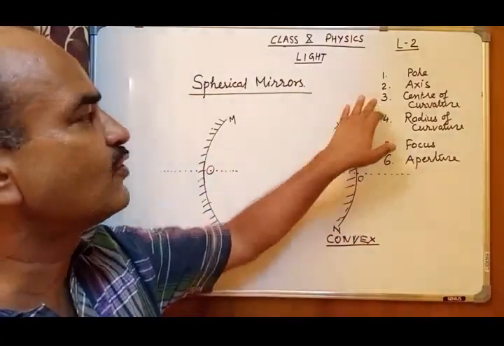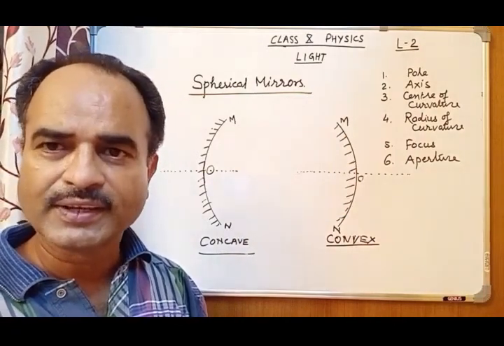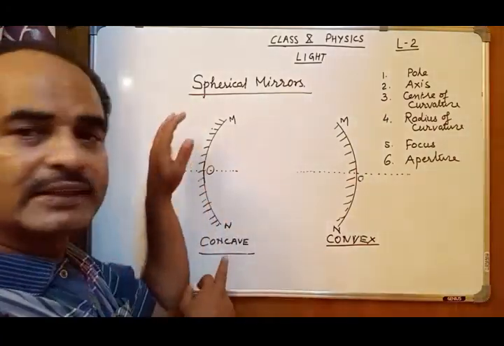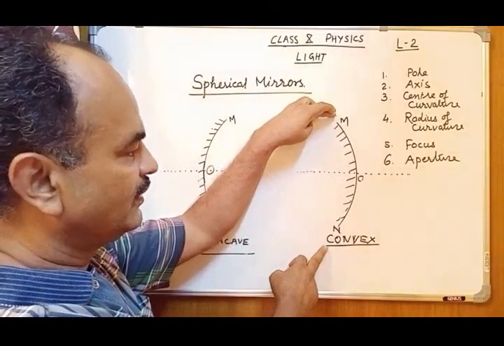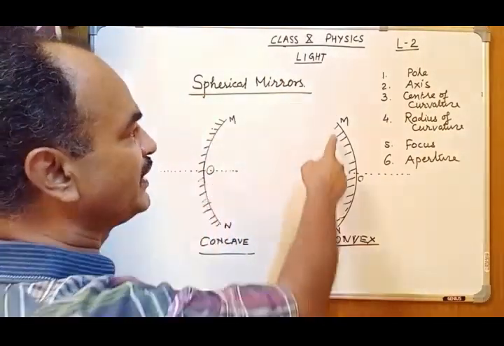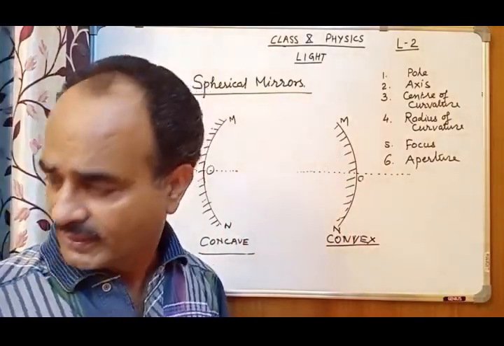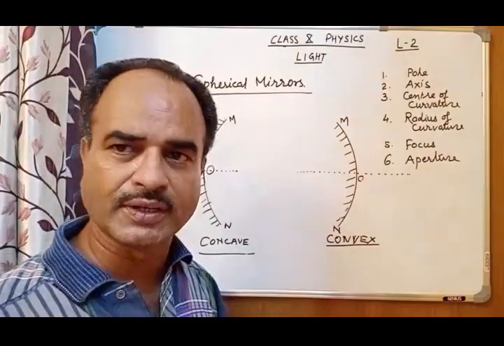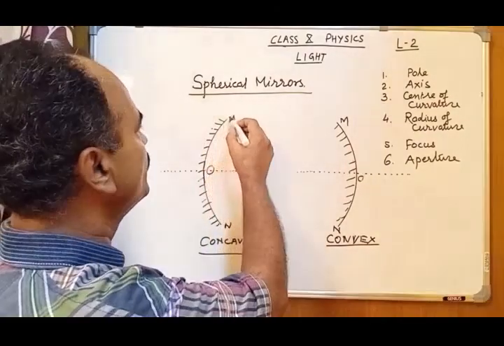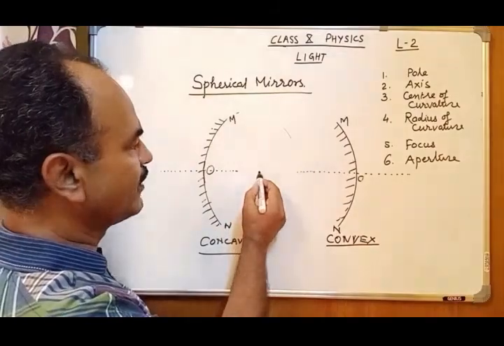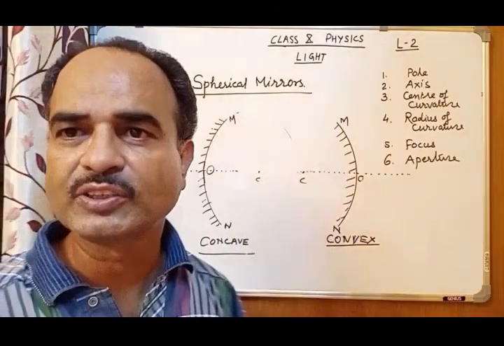Then what is the center of curvature? The center of curvature is the center of that sphere of which this particular mirror is considered to be a part. If you see, this is a part of the sphere, so the center of curvature will be somewhere here. If you extend it like this, the center of curvature will be here. In this case also, if you extend it, the center of curvature will be here. So this will be the center of curvature.